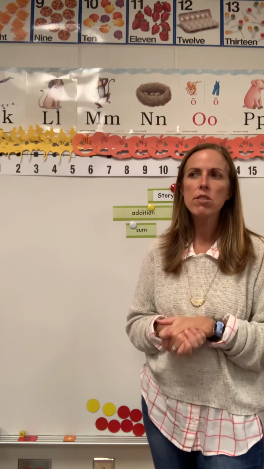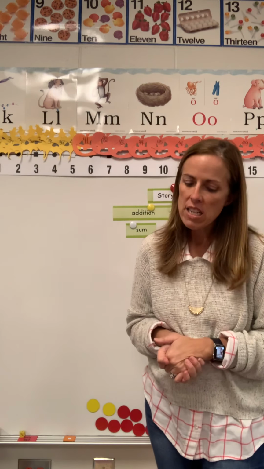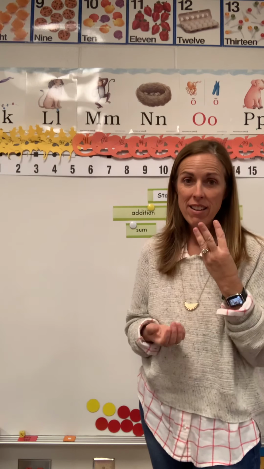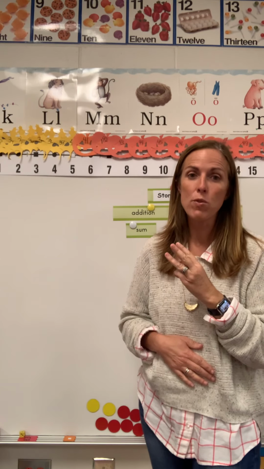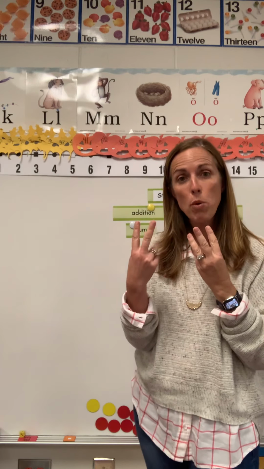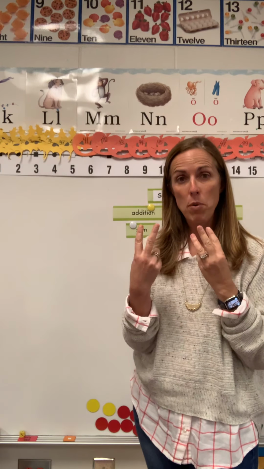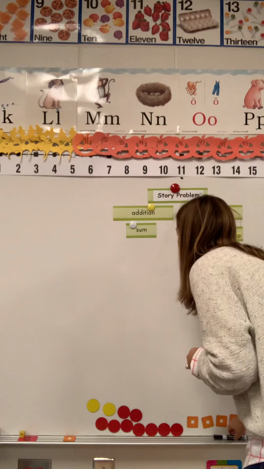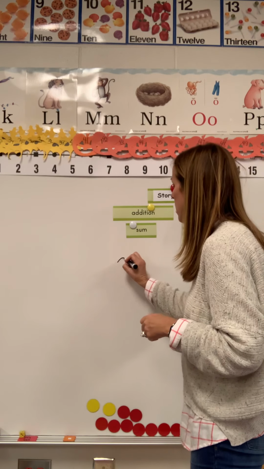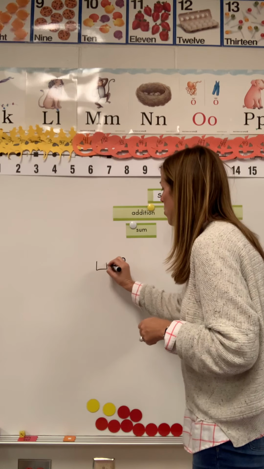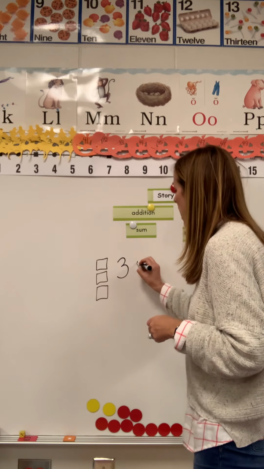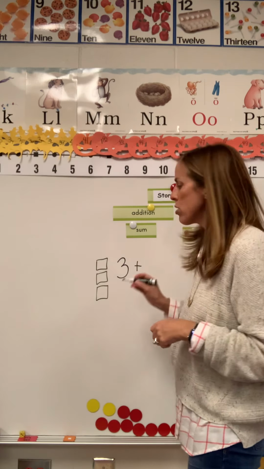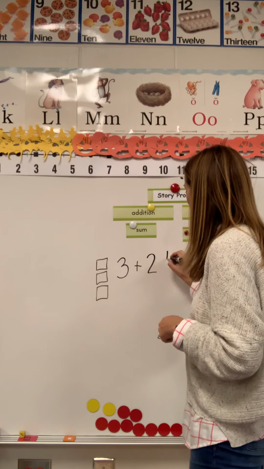Say I went to the store and I bought 3 candy bars. And that didn't make my tummy full. So then I went back and got 2 more candy bars, okay? So if I did that, I would have 3 candy bars. I'm going to just pretend like this is 3 candy bars. And then I decided I was going to go get 2 more. So I have my 2 more.